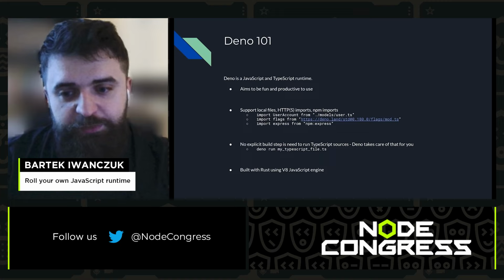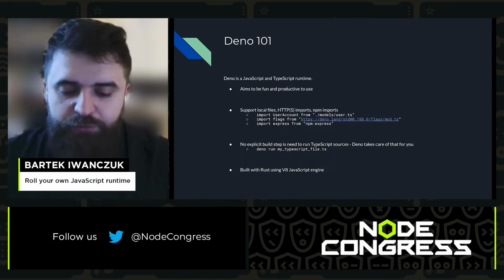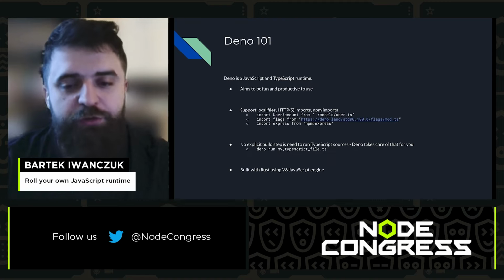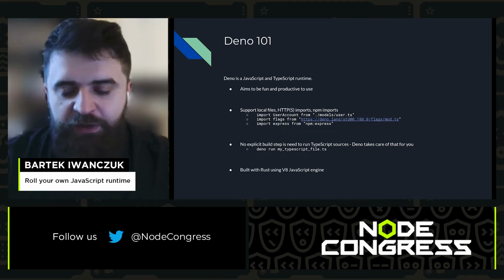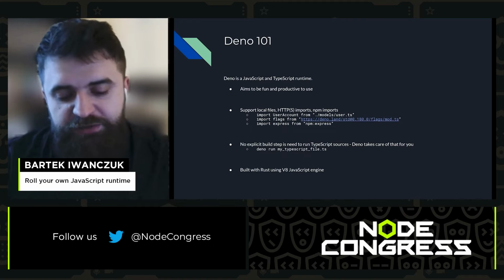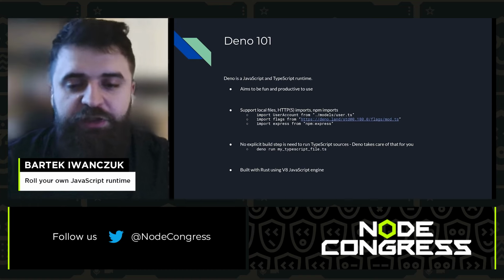And Deno is built using Rust and using the V8 JavaScript engine. So in one sense, it's very similar to Node.js because we both use the same V8 JavaScript engine. However, Deno uses Rust for its native code, while Node.js uses C++.